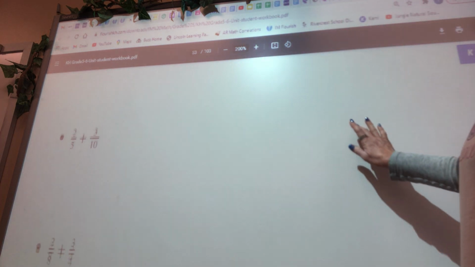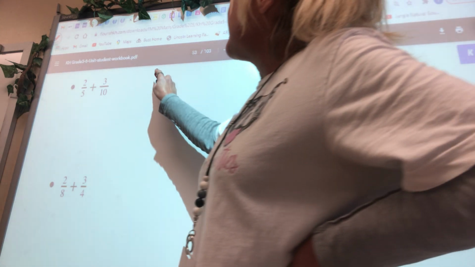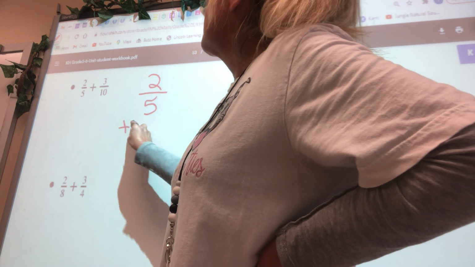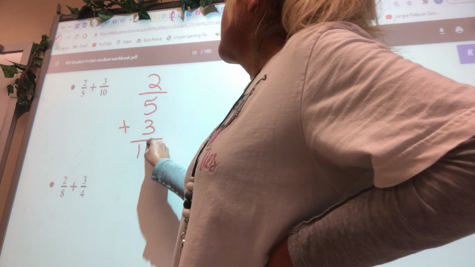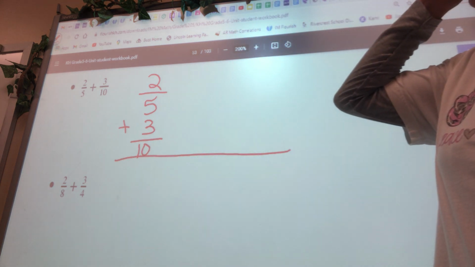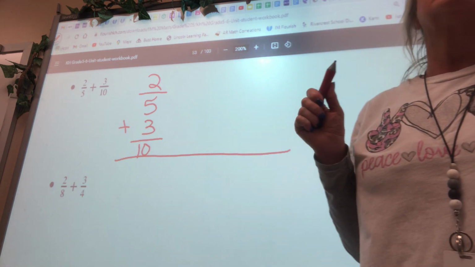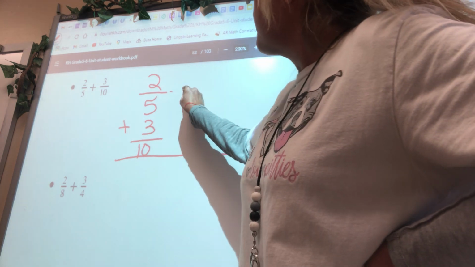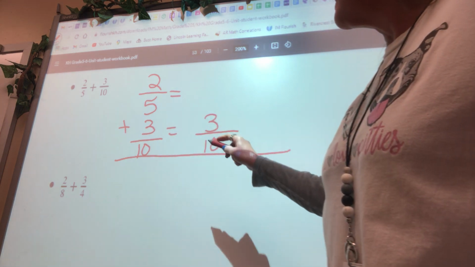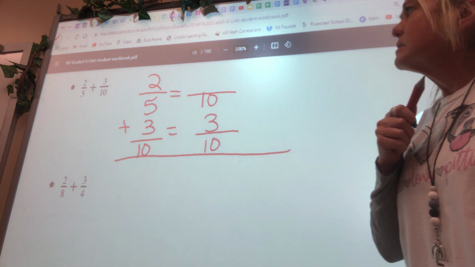All right, next one. What's the common denominator? 10. Is 10 a multiple or a factor of 5 and 10? Very factor. So 5 would be a factor. 10 is a multiple. Okay. We don't have to change this one. It was already in tenths. What would I have had to do to that 5 to get this?